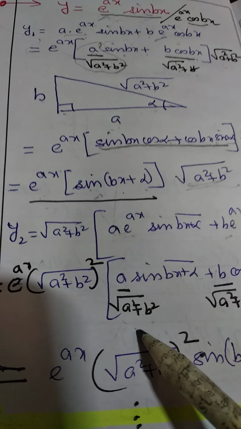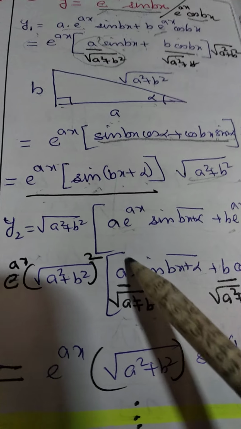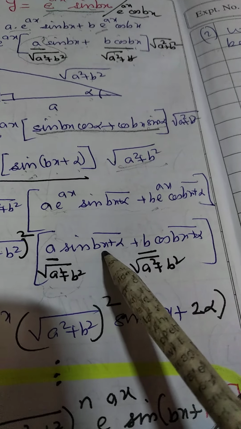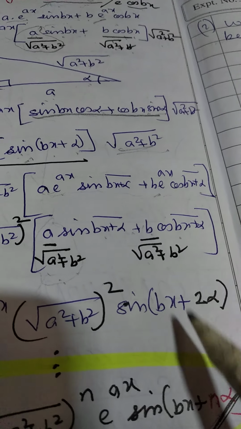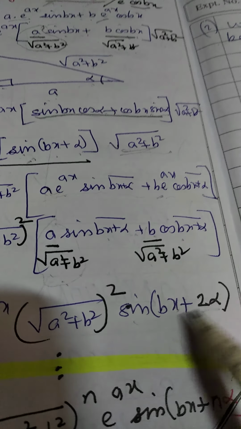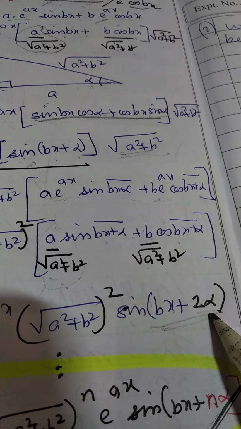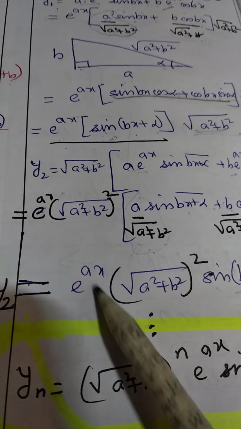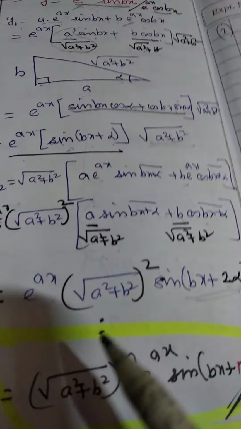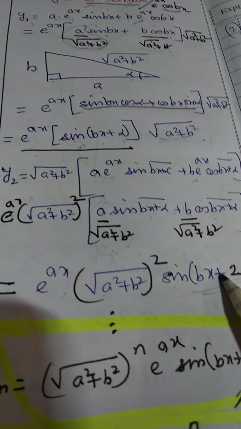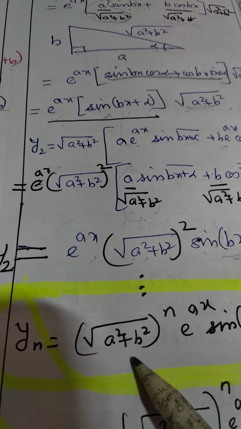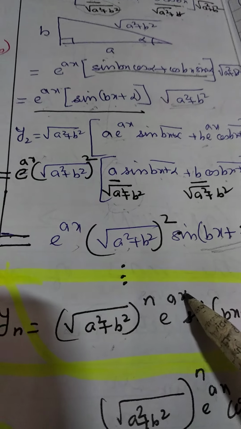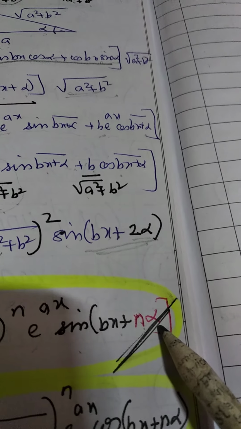multiplying and dividing by root over a square plus b square. So this is again changed to cos alpha sin theta plus sin alpha cos theta, which takes the form of sin of theta plus alpha. That makes it bx plus 2 alpha. So you find that we are able to write the second derivative in terms of the original expression easily using this pattern. So the nth derivative can be written as under root of a square plus b square to the index n, e to the index ax, sin of bx plus n alpha.